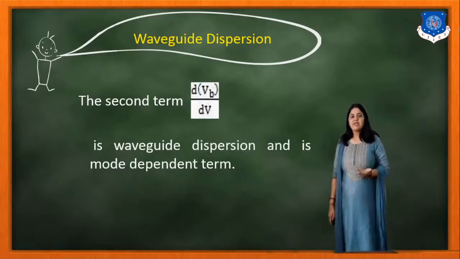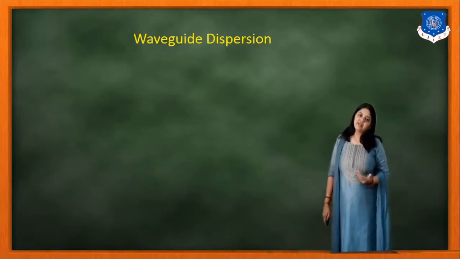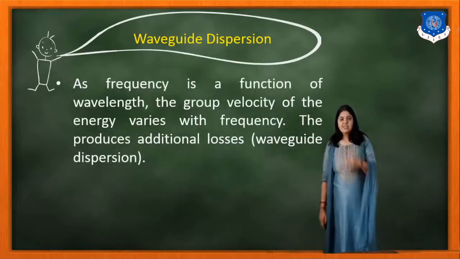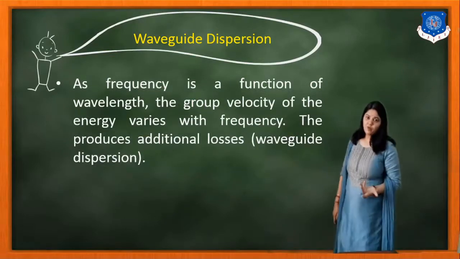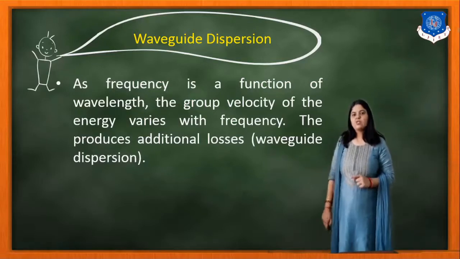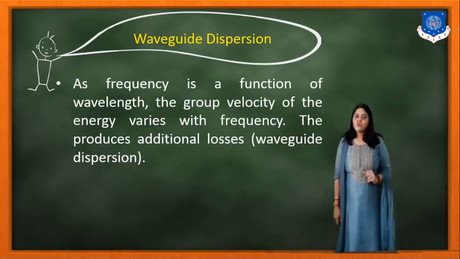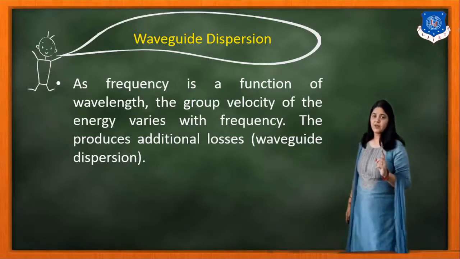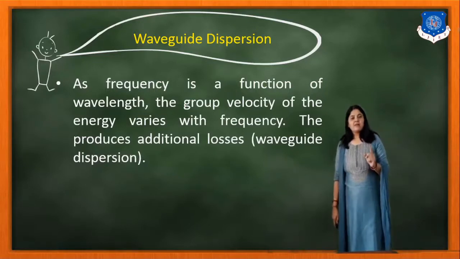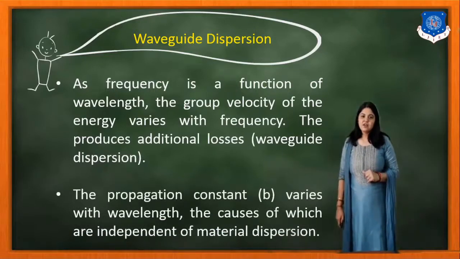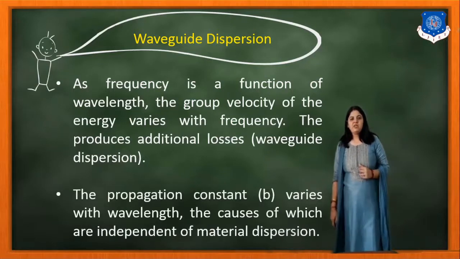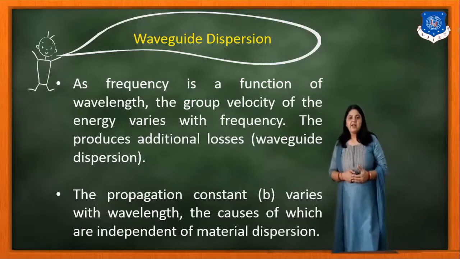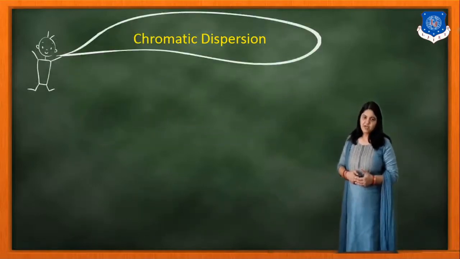The second term, the waveguide dispersion, is also the mode dependent term. When the number of modes is small, it can appear; when the number of modes is large, it does not appear. As the frequency is a function of the wavelength, the group velocity of the energy varies with the frequency, and this produces the additional dispersion. This propagation constant V varies with the wavelength, and that causes dispersion which is dependent on the wavelength.